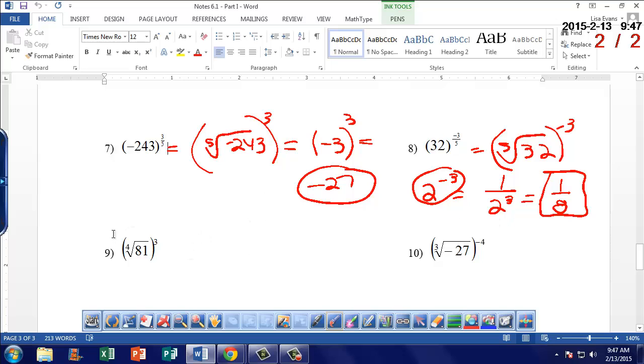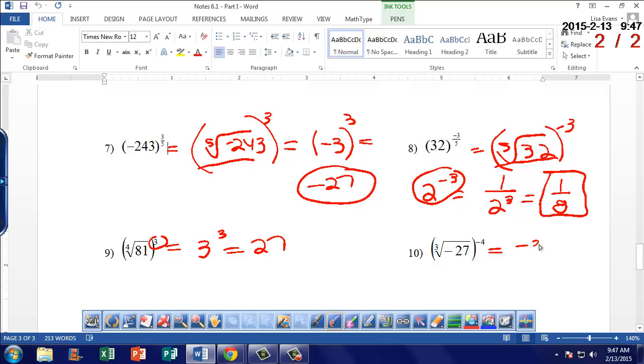Okay, so watch the negative exponents. Let's do another one like this. Okay, so this is the form I prefer to see it in, obviously, because the 2 problems above, I rewrote it. Okay, so I'm going to take the 4th root of 81. When I take the 4th root of 81, I get 3, and then I have to cube 3, so I get 27.